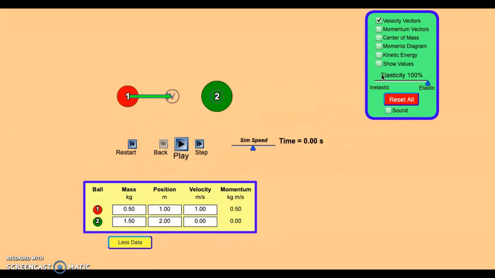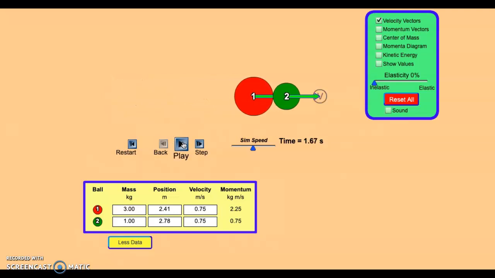Okay, for my second trial, I'm going to put this back to inelastic. I'm going to change the mass of my first object to 3 kilograms. Again, object 2 is not going to be moving at all, and it's still going to be 1 kilogram. So this is your pre-collision data. And there is your post-collision data.